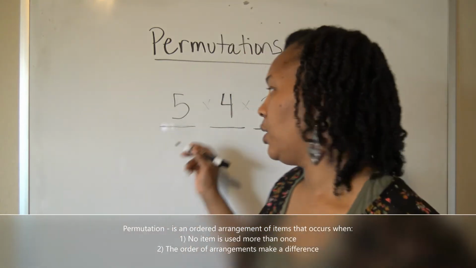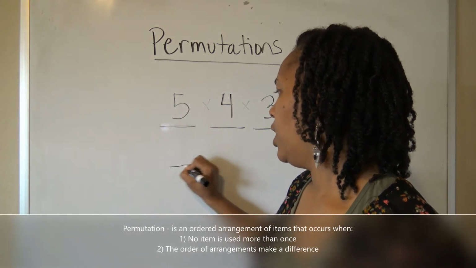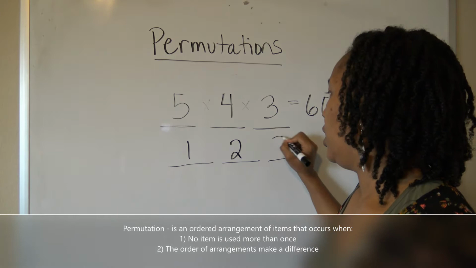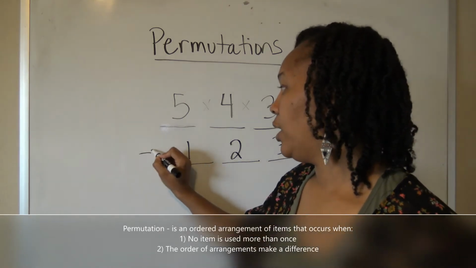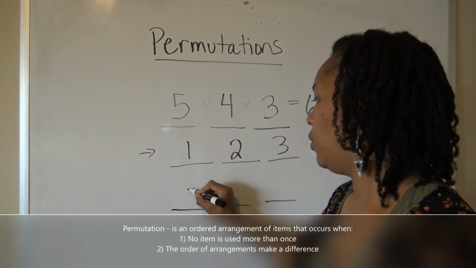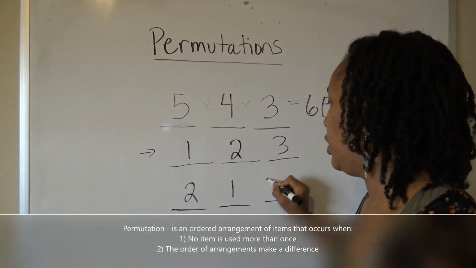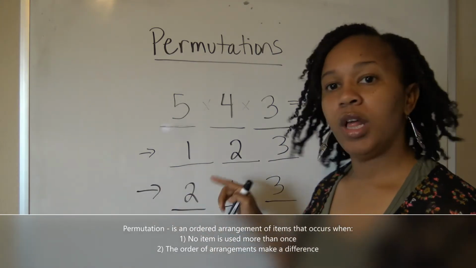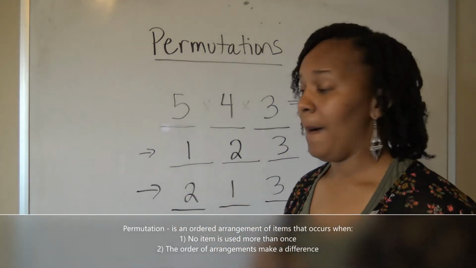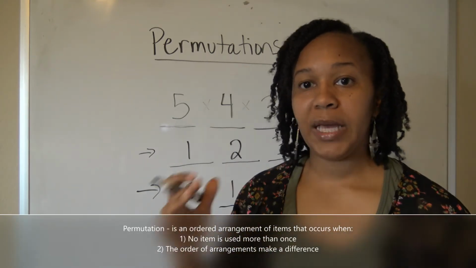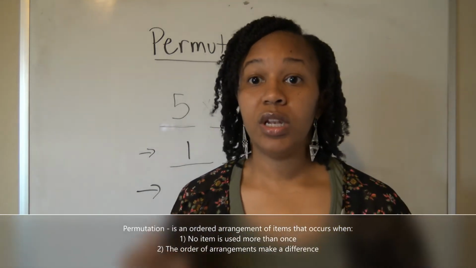And then the order of the arrangement makes a difference. So basically what that means is if here I have, say, person 1, here I have person 2, here I have person 3. So that's one lineup, right? And even though in the other lineup I might have a 3, 2, and 1, I might put 2 here, 1 here, and 3 here. Even though I'm using person 1, 2, and 3, the order makes a difference. I'm putting 2 first, 1 second, and 3 third. So if the order makes a difference, then it's a permutation.